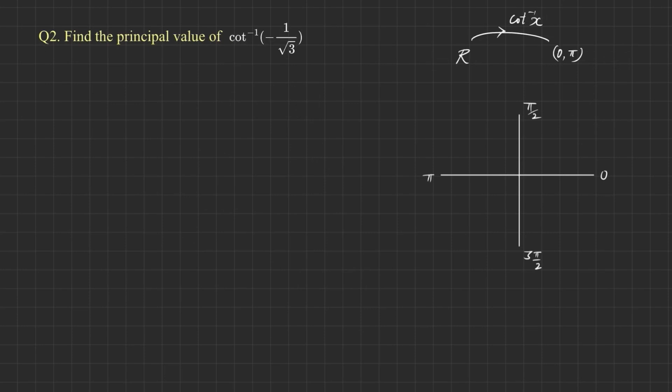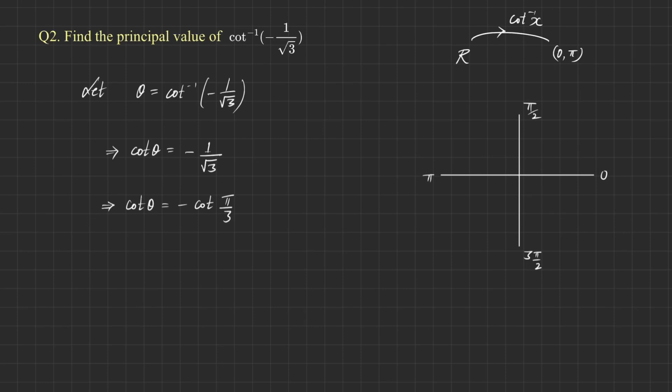Okay, question number 2, find the principal value of cot inverse minus 1 over root 3. So let us assume this angle as theta, so theta equals cot inverse minus 1 over root 3. Now if we operate both sides by cot, then cot theta equals minus 1 over root 3. This implies cot theta equals minus 1 over root 3, which can be written as cot 60 degrees, that is cot pi by 3.